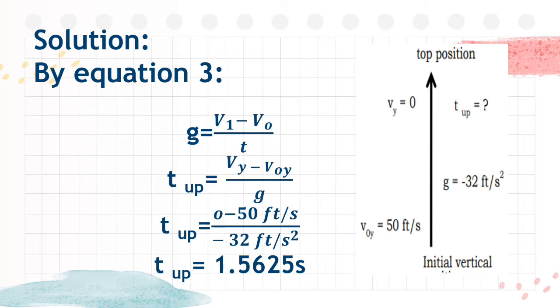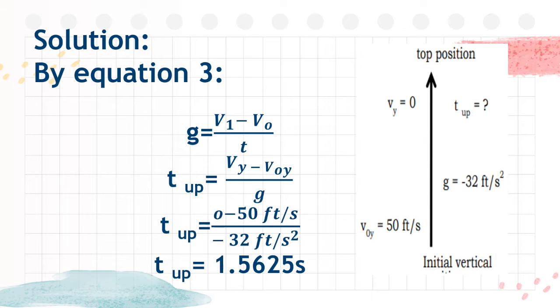To solve for the total time to reach maximum height, we will use kinematic equation number 3, which is g is equal to final velocity minus initial velocity over time. But to solve for t up, we need to divide the equation by g and multiply it by t to get t up is equal to vertical component minus initial vertical component all over g, or the acceleration due to gravity.